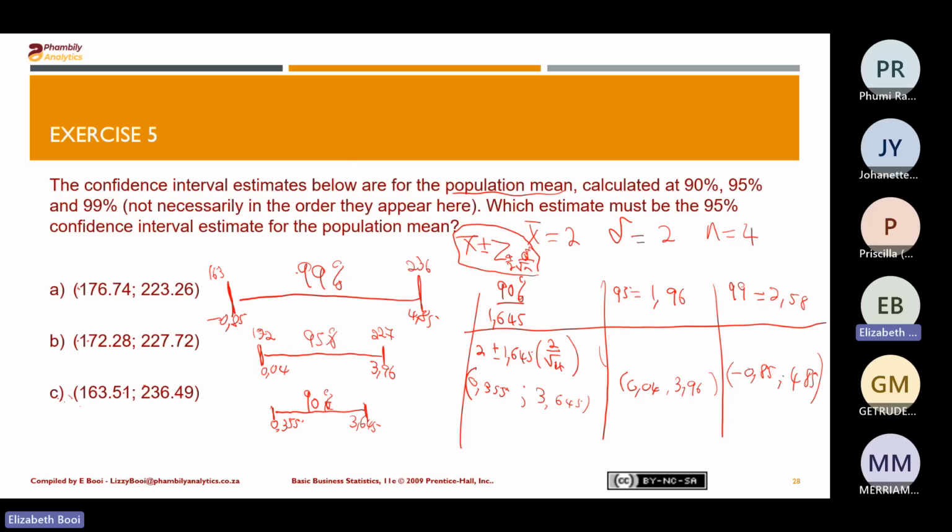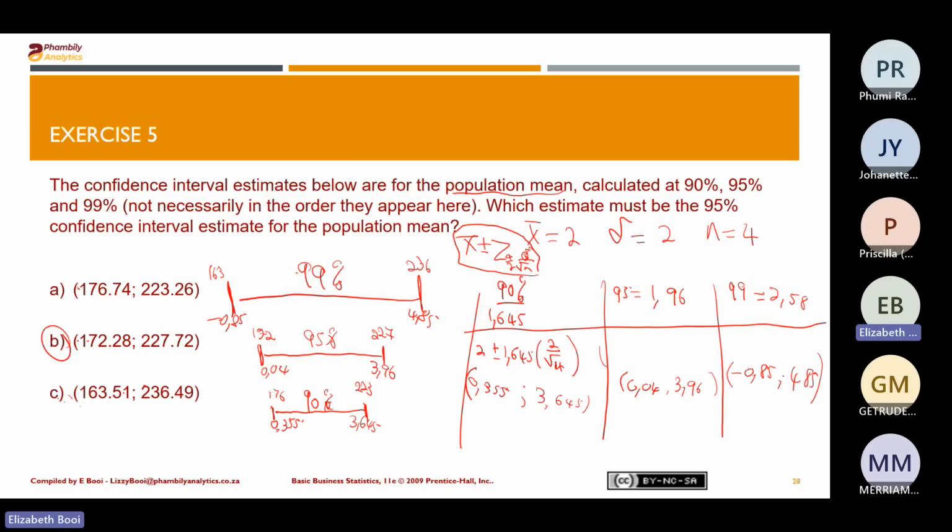So this will be 176, and 223, it's lower than 226. So this is 223. So already I have my answer. Can you see that? Which estimate must be a 95? The estimate that falls within 172 and 227.